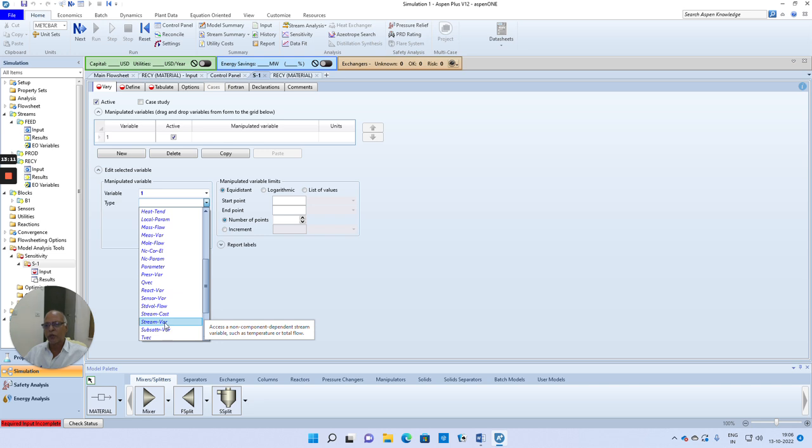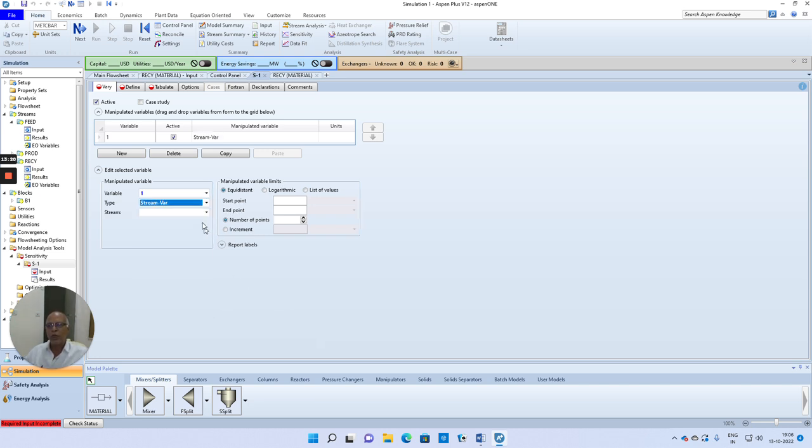In fact, you can observe that all these variables in any drop-down list are automatically arranged in alphabetical order. So you can pick up this stream variable. What is the stream whose flow rate you are trying to vary? Recycle. So the variable that you are interested in is mole flow. Now what you can do is, we already know the analytical solution. Let me say 10 to 100 in steps of 5.